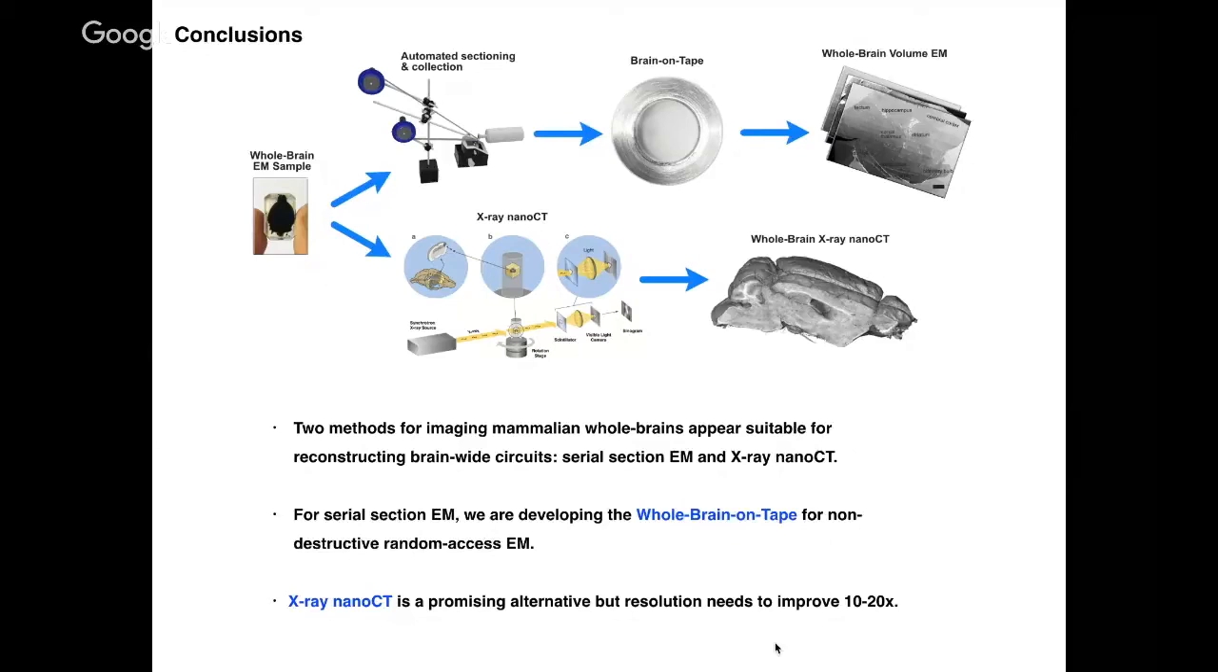Nonetheless, the X-ray Nano-CT has the possibility, if you can get the 10x improvement in resolution, of really revolutionizing cellular resolution connectomics, because it is a very fast method. Like for the whole brain on tape, if you cut it up and you talk about imaging times using a multibeam SEM, the optimistic numbers come out to 1.5 years. X-ray Nano-CT, the actual scanning itself with the X-rays is a matter of minutes.